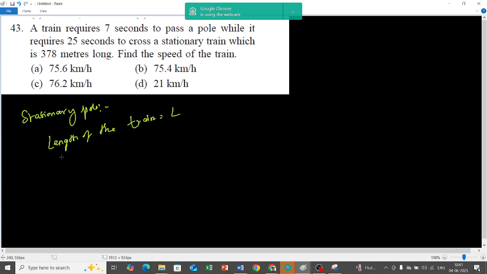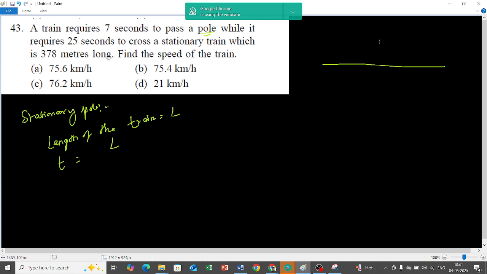So the length of the train is L. Now when it is passing a pole, the pole doesn't have any length. Remember, the pole doesn't have any length, and also the pole is stationary. So when the train is passing the pole, what is the distance covered by the train? It is equal to the length of the train, that is L.